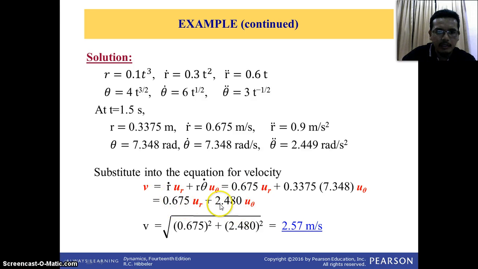And this is v theta. The magnitude of the velocity is given by vr squared plus v theta squared, the sum of them, and then the square root. So finally we get 57 meters per second.